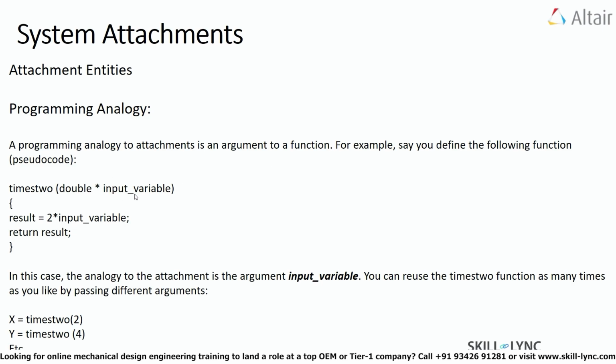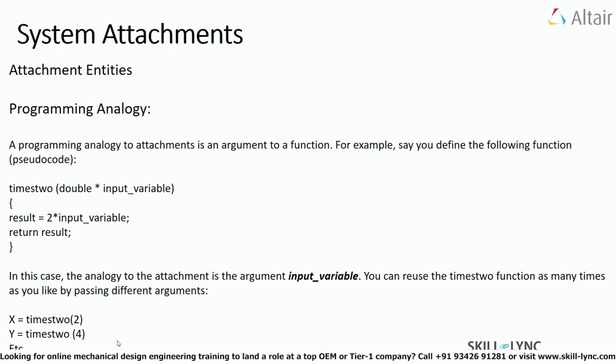The pseudo function times 2 that we created can be used as many times as we like by passing different arguments like x is equal to times 2 of 2, y is equal to times 2 of 4, etc. It is also important to note that the argument input variable must be used within the function for the function to work correctly. Similarly, an attachment must be used within the system created by you for it to function in the right manner.